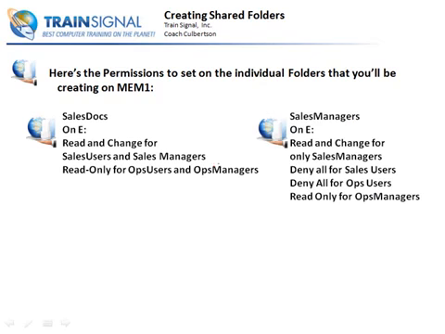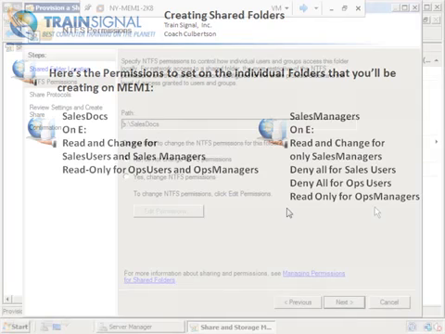Now the sales managers folder, we're going to create next using the Share and Storage Management console. We're going to do pretty much the same thing, only we're going to restrict it a little bit more. We're going to do read and change for only sales managers. Then for the sales users, we're going to do a deny all. We want to make sure that sales users can't get into that folder at all. The same thing for ops users, but for the ops managers, we're going to provide them with read-only access. Okay, so those are the permissions we're going to be setting for these two folders we're creating right now. Let's switch back on over to Mem1 and let's finish this process.